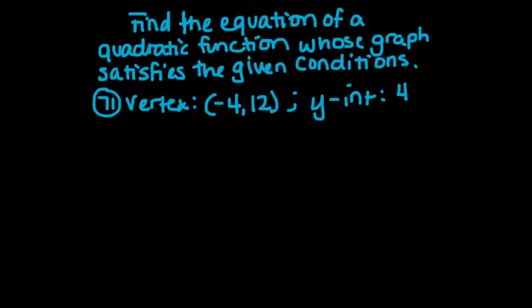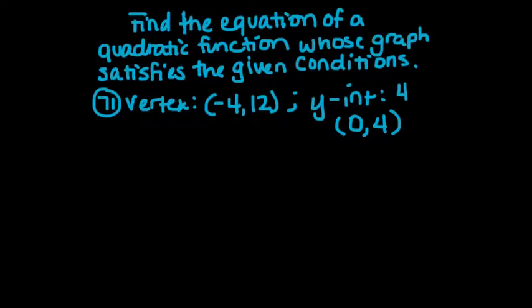I'm asked to find the equation of a quadratic function whose graph contains the vertex of negative 4, 12 and a y-intercept of 4. Well, we know that the y-intercept is any point where x is 0, so a y-intercept of 4 translates to being a point of 0, 4 on the graph of the function.